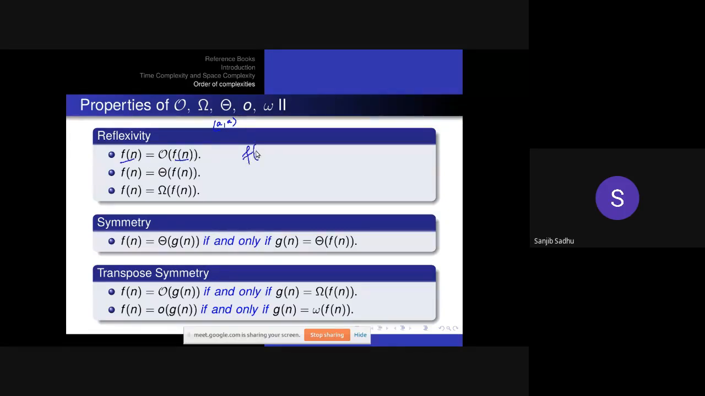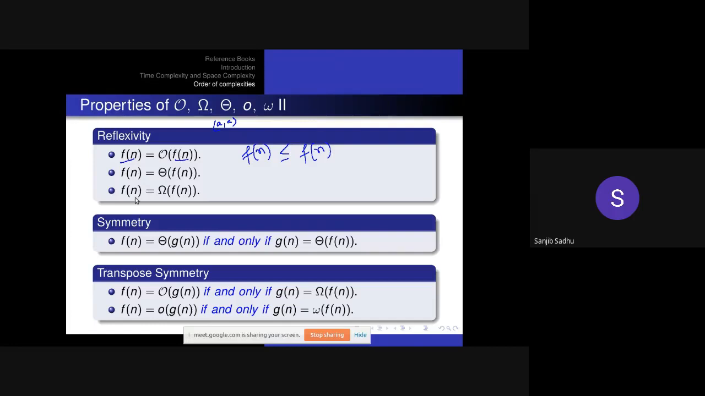Because I can write less than or equal to. A function is less than or equal to itself, the equal sign is there. So that means this is big O of Fn.